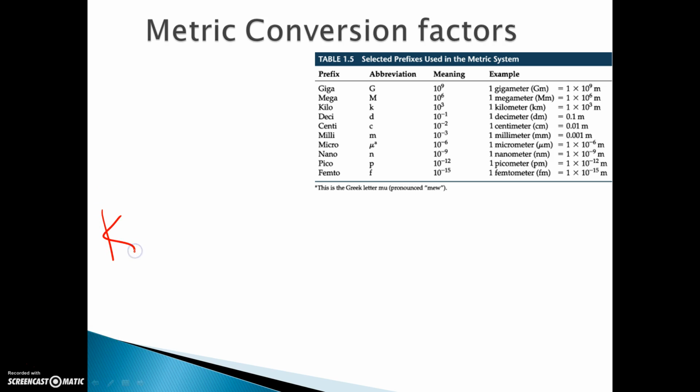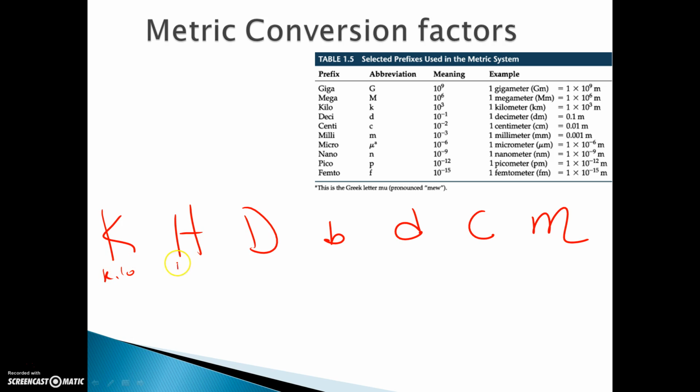I have a mnemonic device for it. King Henry died by drinking chocolate milk. Not the best mnemonic device, it's kind of morbid, but I'm going to say it again. King Henry died by drinking chocolate milk. And what these words mean, this is for kilo, like kilometer. This is for hecta. This is for deca. This one is the base.